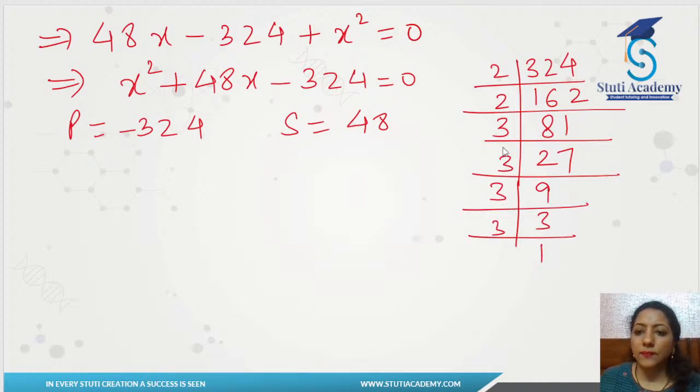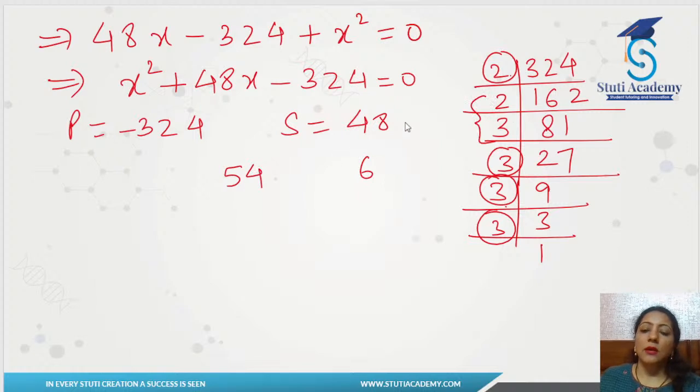So here we have 3 into 3, 9, 9 into 3, 27, 27 into 2 will give us 54. And when you take these two, you're going to get 6. Now you take positive 54 and minus 6. This is going to give you the sum positive 48 and will give you the product minus 324.